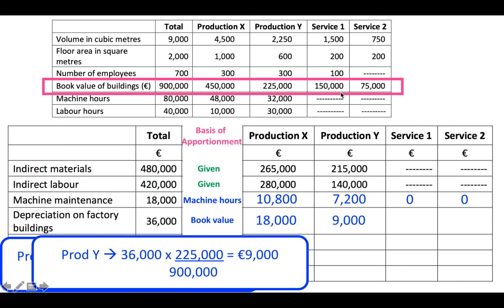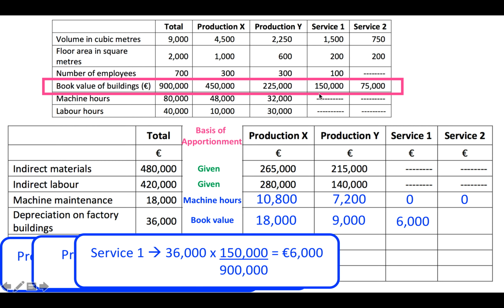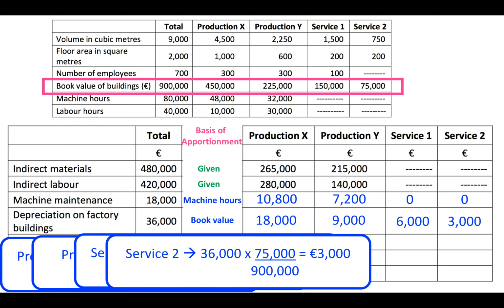Then 36 multiplied by 150,000 over 900,000 total is 6,000. So 6,000 is going into service 1. Then service 2, it's going to be 36,000 depreciation on buildings multiplied by 75 over 900 is equal to 3,000 euro there for service department 2.